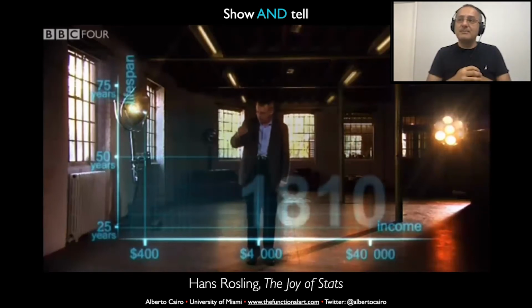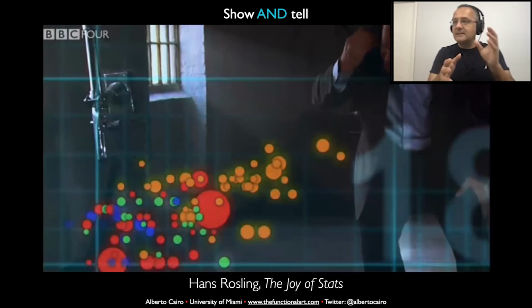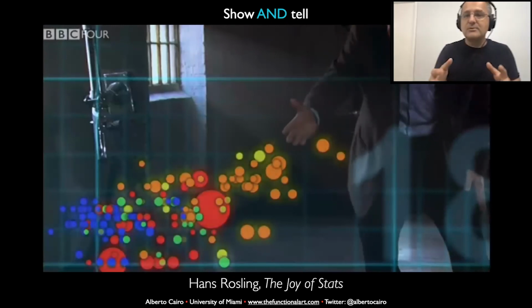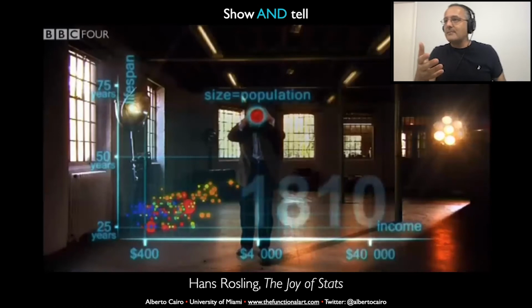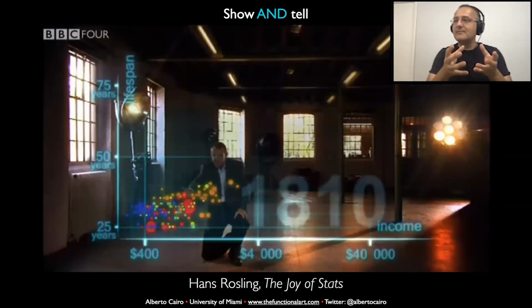Let's make the countries appear. Each one of the countries will be a dot. The dots will be colored according to continent. Red is Asia, blue is Europe, and so on and so forth. So as you can see, all of them appeared. And then the size of the bubble is proportional to the population of that country in that particular year.